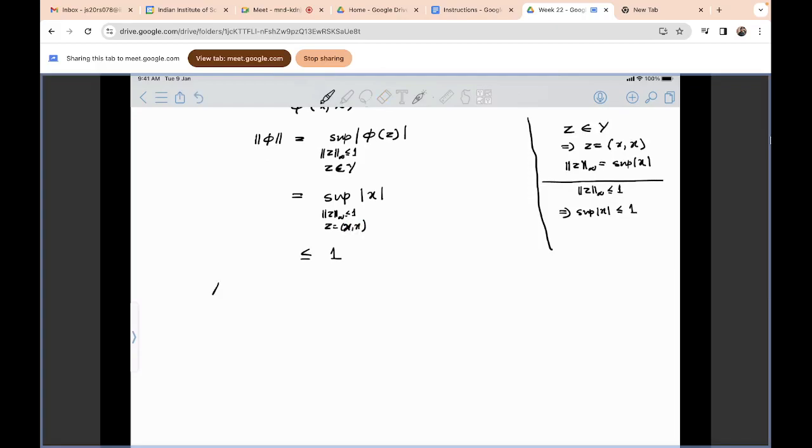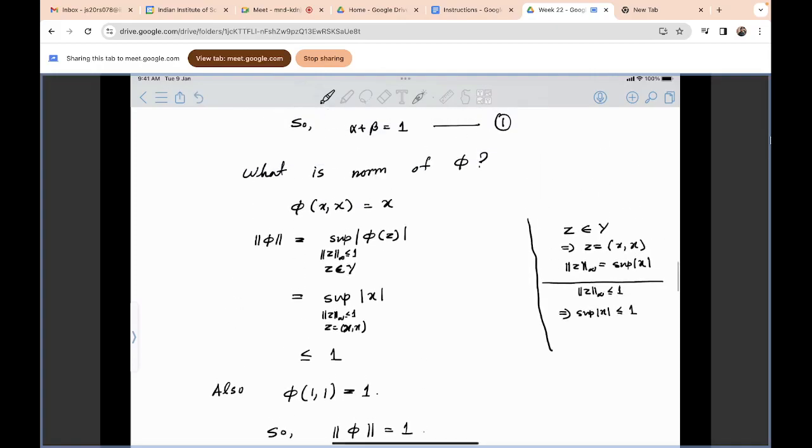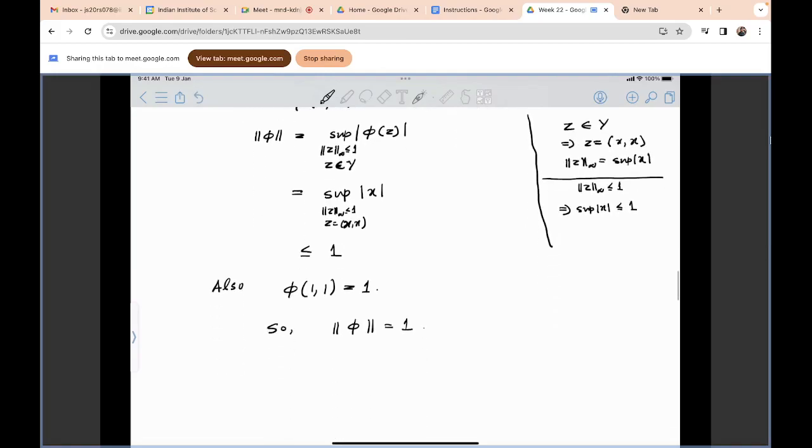Also, what is p of (1, 1)? This is 1. So as norm of p is at most 1 and p at (1, 1) is 1, the norm of p is exactly equal to 1. Now we have to check what is the norm of psi.